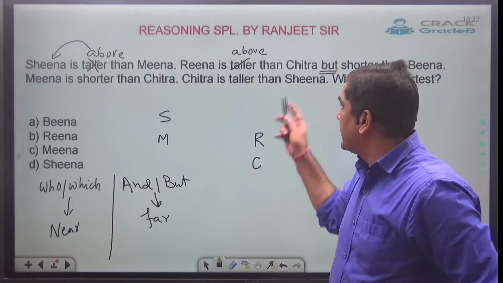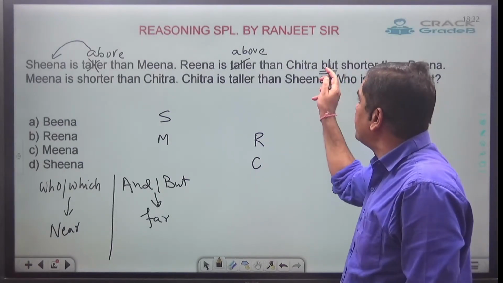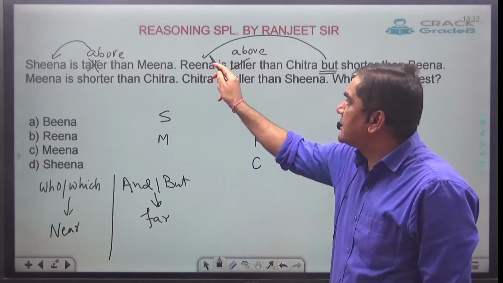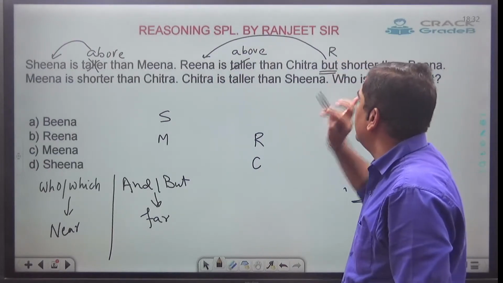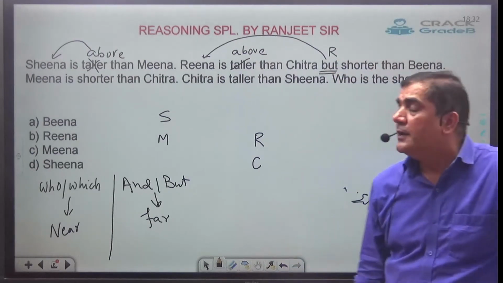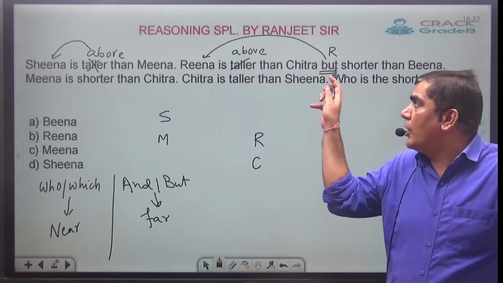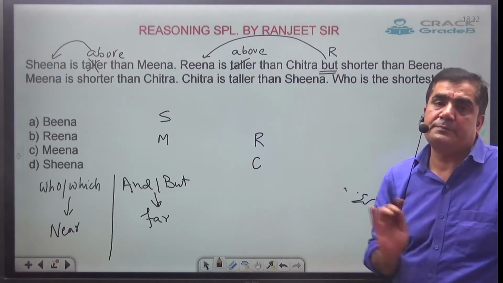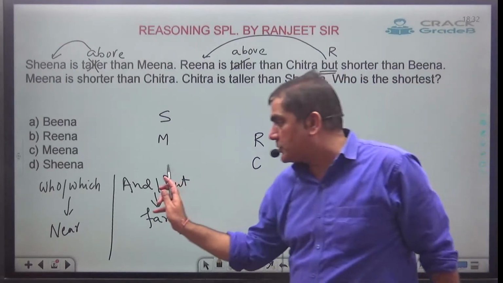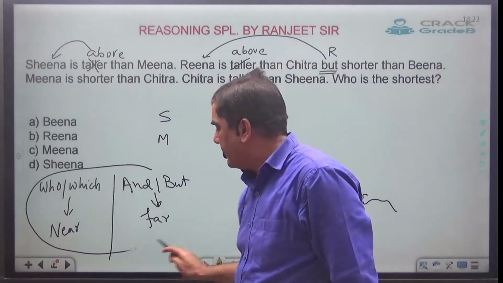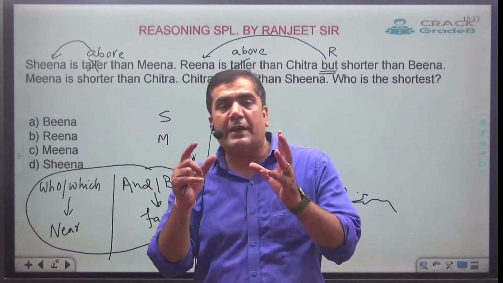So if here they have used the word but, then but stands for far. Far means what? But will stand for Reena. Let's assume in place of but, they have written who or which, so who or which will stand for Chitra. Clear? Most important words: who, which, and but. Most of the students get confused in the exam.